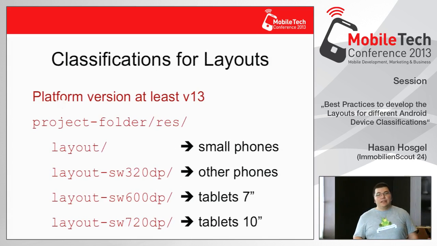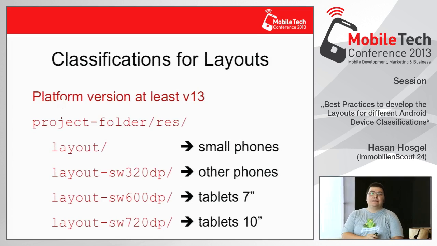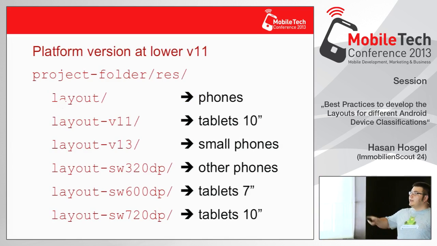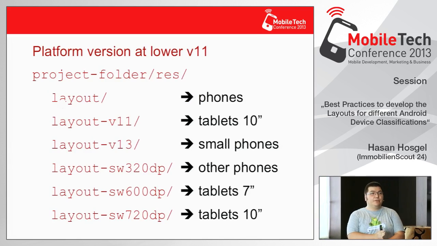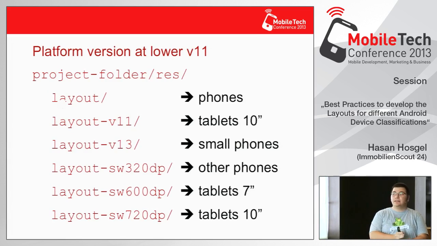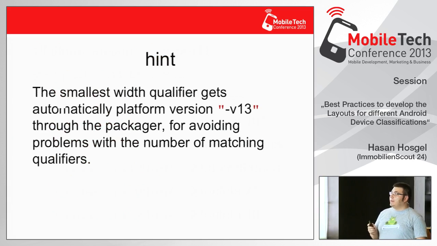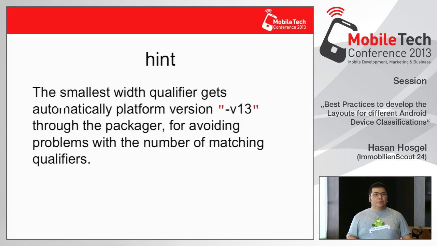But if you make it a little more complex, if you also want to support devices lower than Honeycomb, you have to use this classification. So you can say the default one are the phones, which are pre-Honeycomb or pre-version 13. Then V11 for the tablets, and the rest is like the slide before. And a small hint for the qualifier smallest width, the packager of Android automatically adds a v13 to the whole resource name in its APK, so it doesn't get any problems regarding the best matching number of qualifiers.